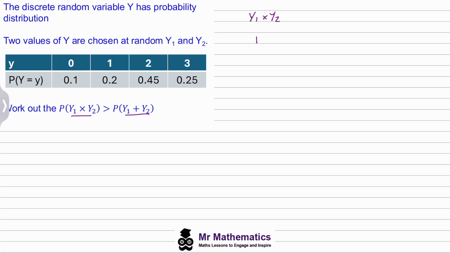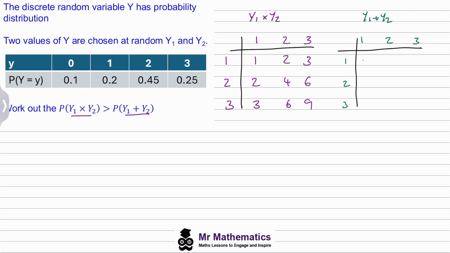If we look at y1, we can have 1, 2, or 3. And then for y2, we can have the same. Their product would be the 1 times the 1, the 1 times the 2, the 1 times the 3. Then we'll have 2, 4, and 6, 3, 6, and 9. Then if we compare this to y1 plus y2, we'll create another sample space diagram. So we'll have 1 plus 1 is 2, 1 plus 2 is 3, then we'll get 4, 3, 4, and 5, and 4, 5, or 6.